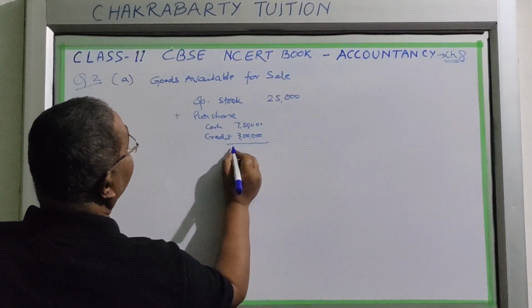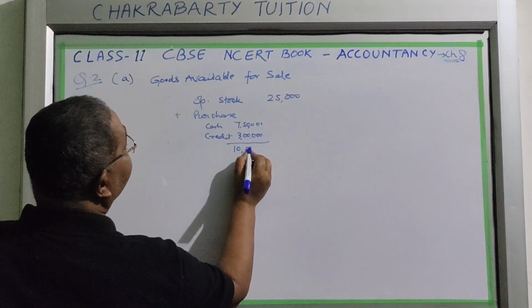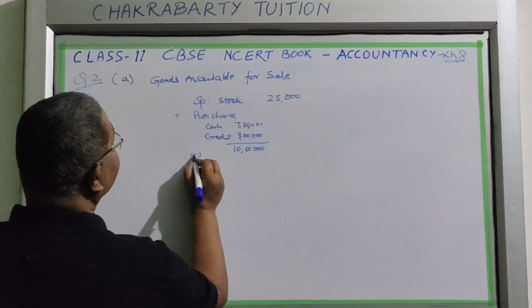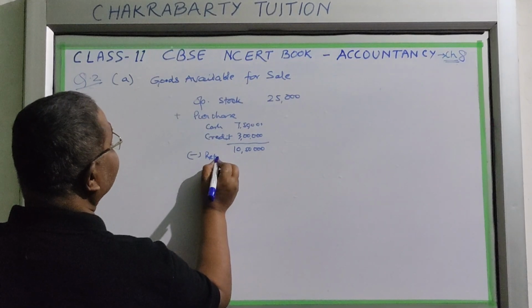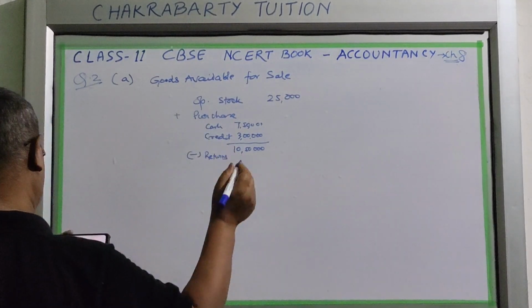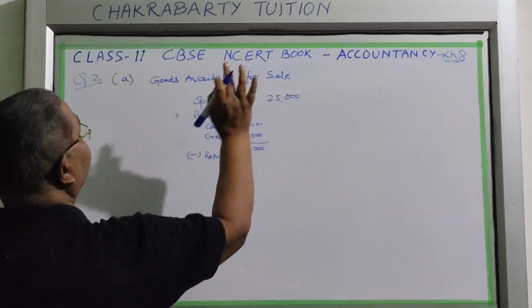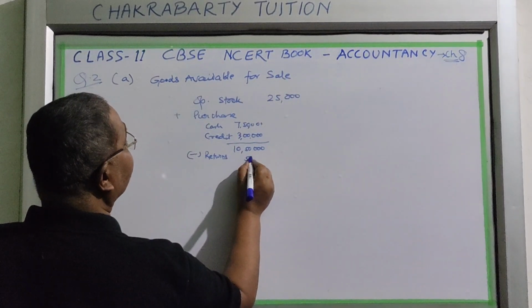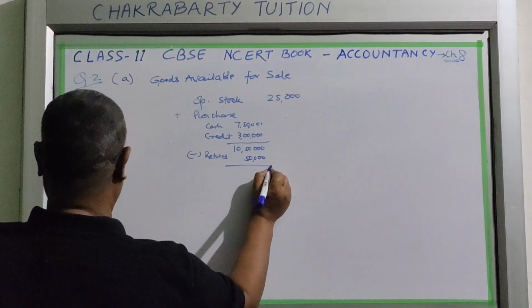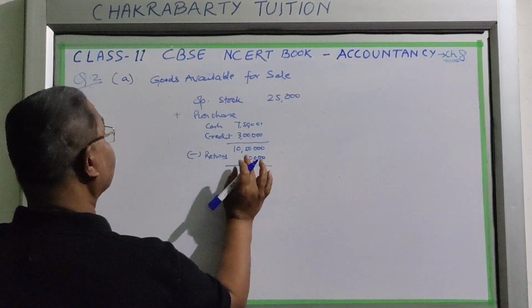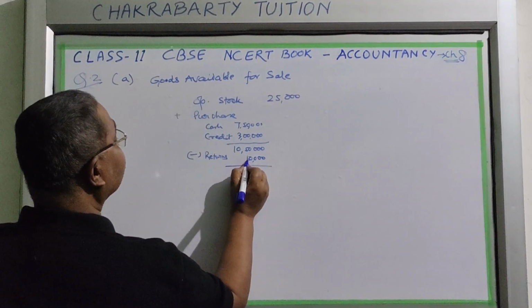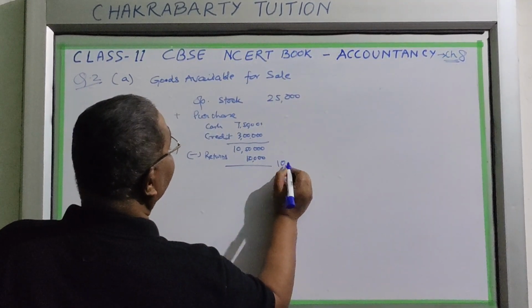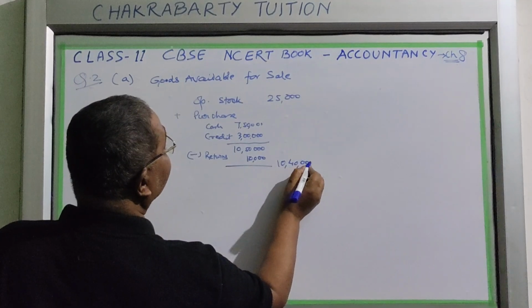So this comes to 10 lakhs 50,000. Minus returns, whatever purchases you have returned. Whatever purchase you have returned will not be available for sale, because you have returned the goods. So the purchase return is 10,000, and the purchases come to 10,40,000.